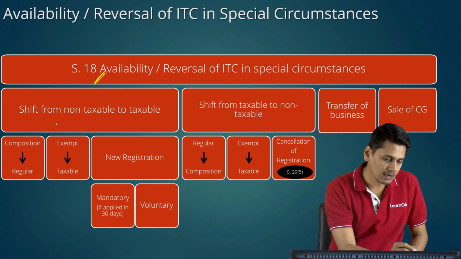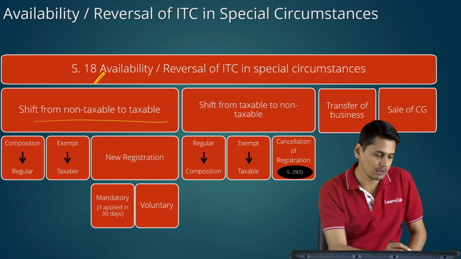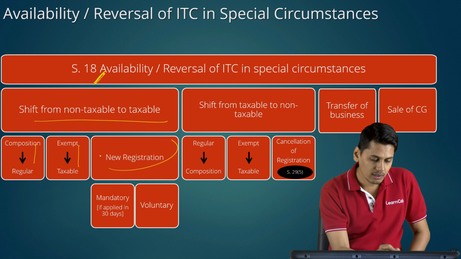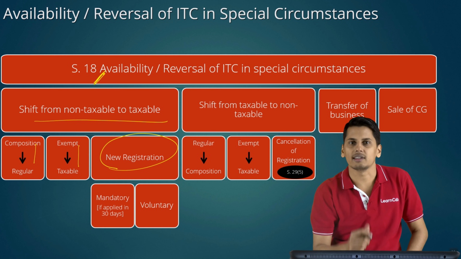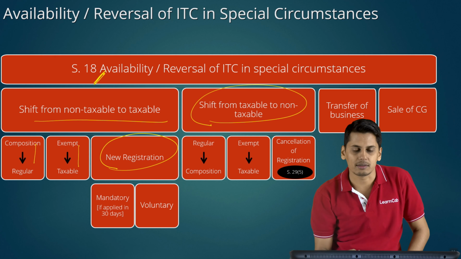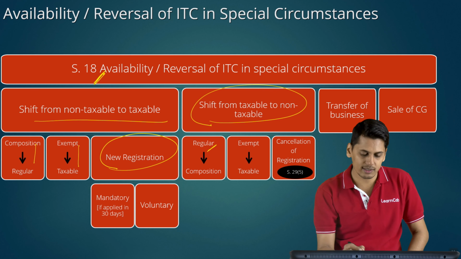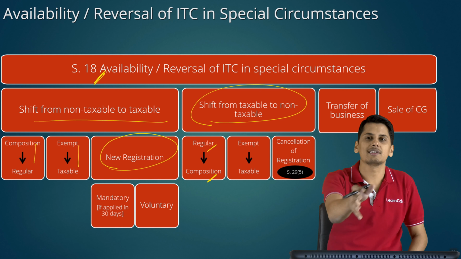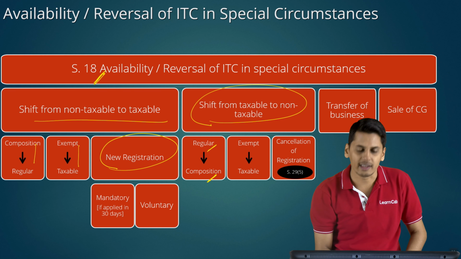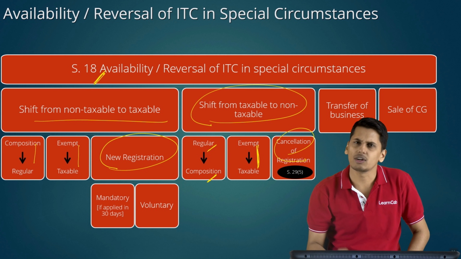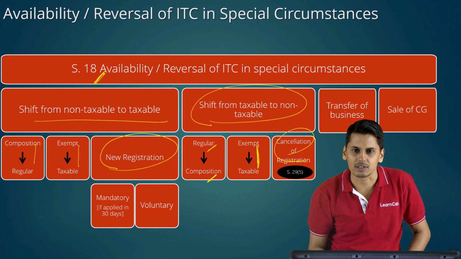So friends, those scenarios are: shift from non-taxable to taxable. That means from composition you come to regular, from exempt you come to taxable, or you are not registered and now you take registration. Scenarios where the shift is from taxable to non-taxable: you are operating under the regular scheme, and from 1st of April, you choose to pay taxes under the composition scheme. There is inventory lying on hand on which credit was already taken. Or from exempt, your products become taxable. Or you are registered, and either you apply for cancellation or the proper officer cancels your registration.